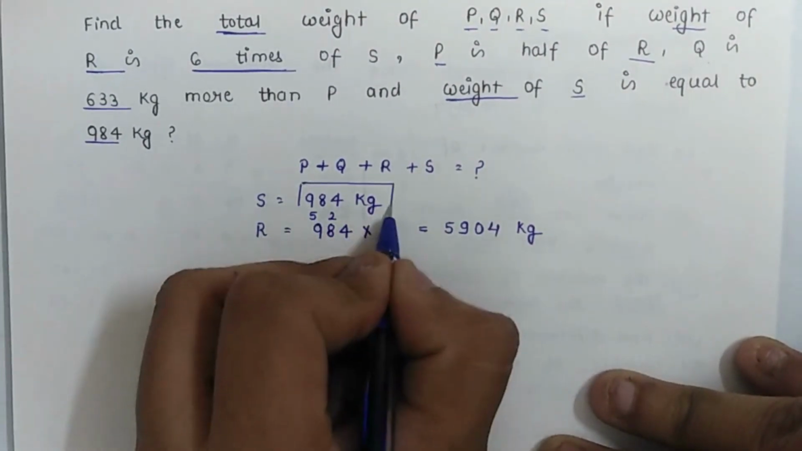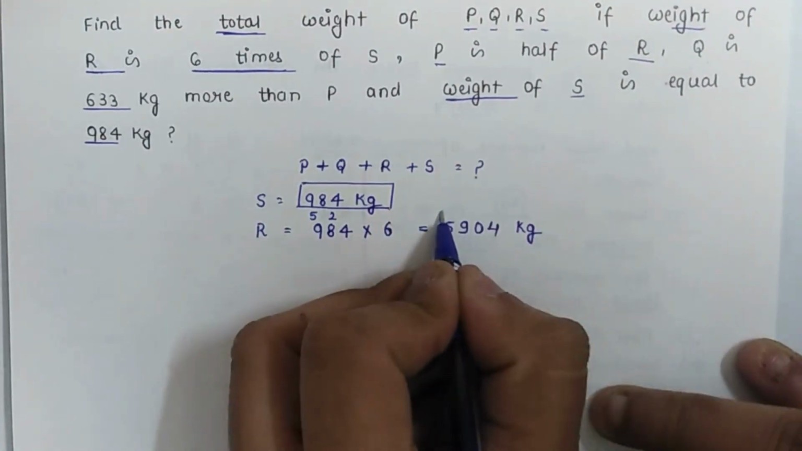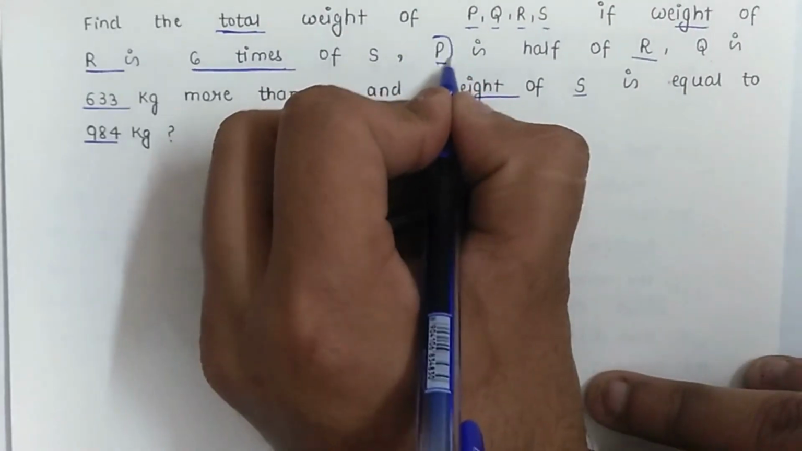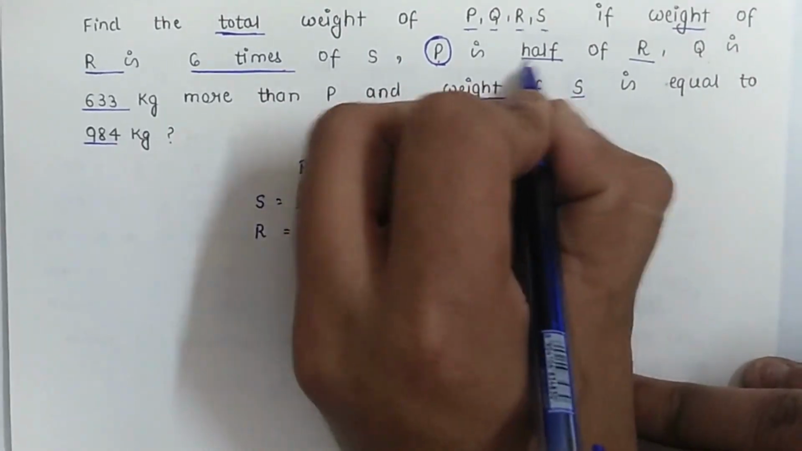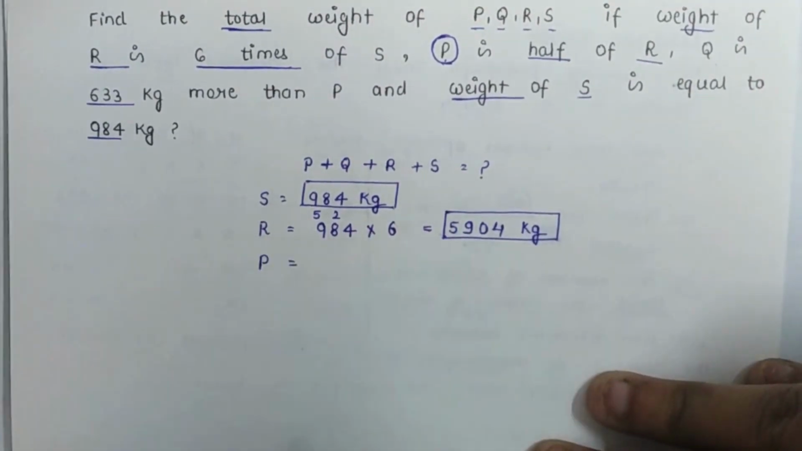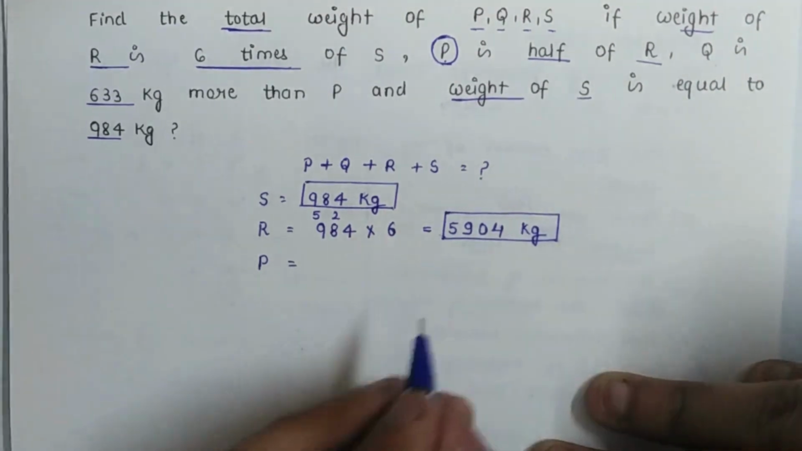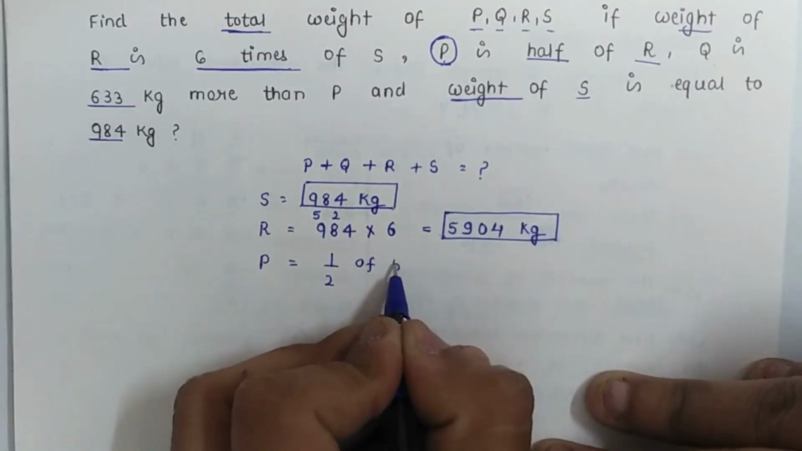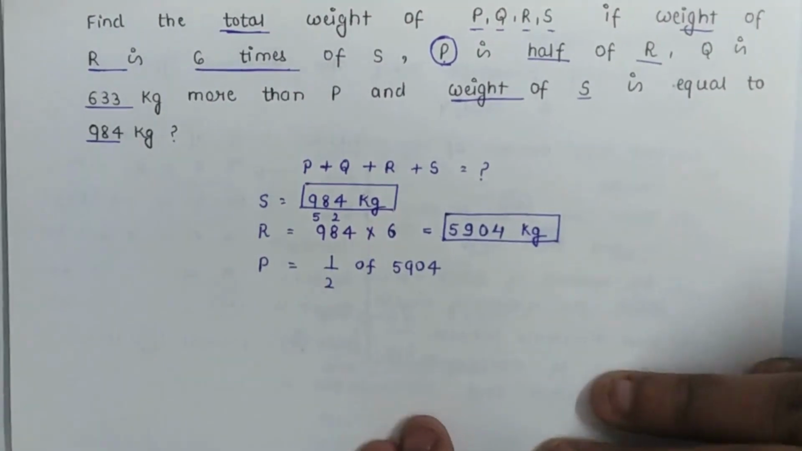So the S weight we know. Now we know the weight of R also. What about the weight of P? The P weight is half of R. So we got the weight of R as 5904 and P is half of 5904.